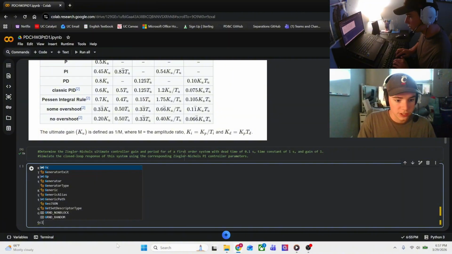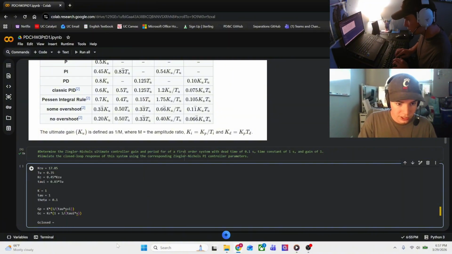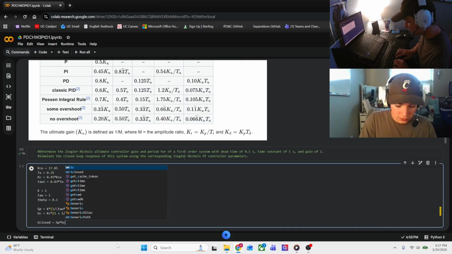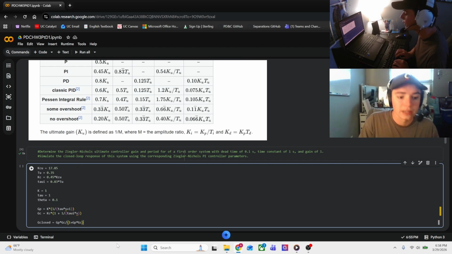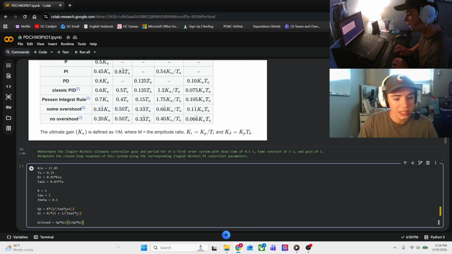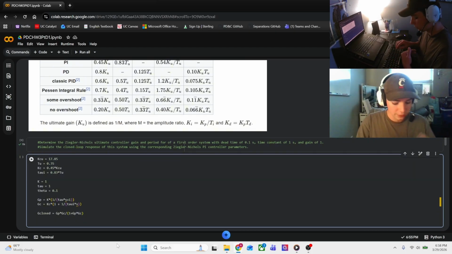And then we can find our G closed, which, as per usual, is just going to be our GP times our GC, all divided by 1 plus our GP times our GC. Bang, there's our G closed. And now that we have that, yet again, we can run a simulation.